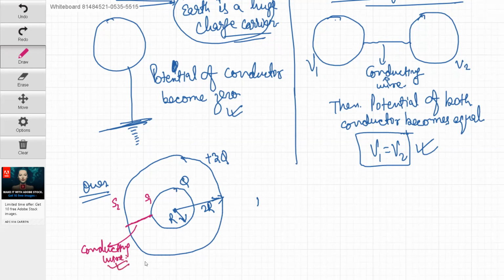If this is connected with a conducting wire, then find the final charge on each sphere. You have to find the final charge on each sphere. How will you do it? Try it once. If you are connecting with a conducting wire, how will the final charges change? Is this okay? Try it.